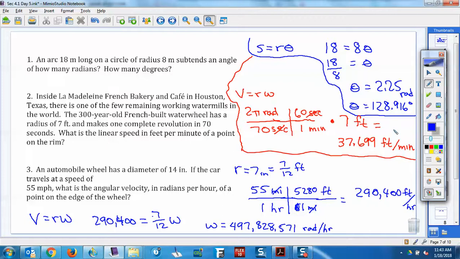So 2 pi radians in 70 seconds, 60 seconds in a minute, so seconds cancel. So that's radians per minute, which is your angular velocity, your W, or omega, I should say, and then you multiply that by 7 feet. 7 feet times radians per minute would be feet per minute, which is what they want.